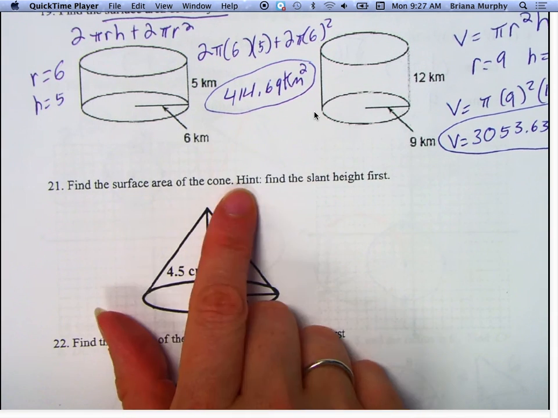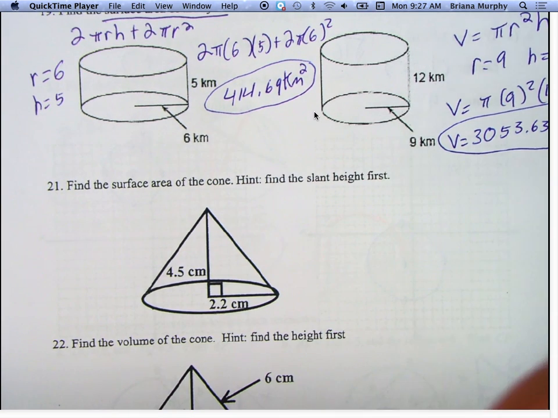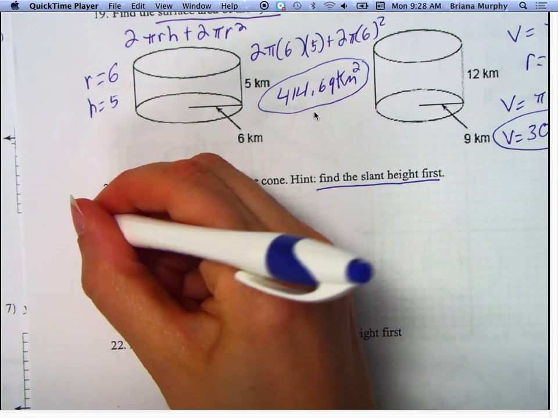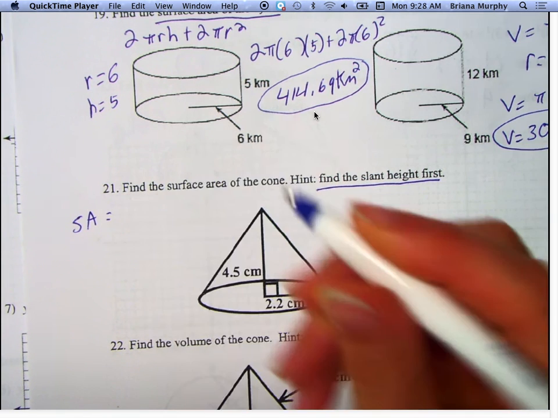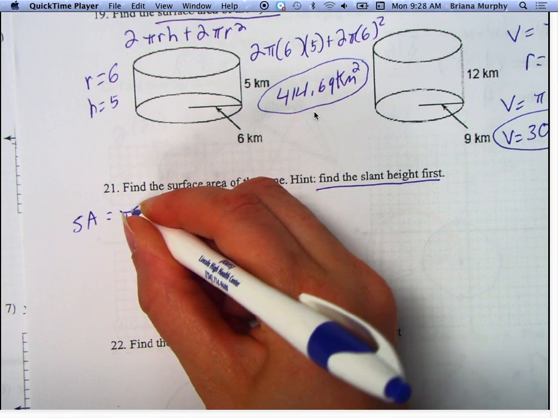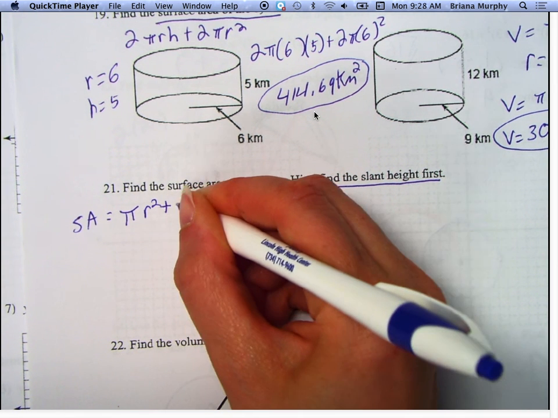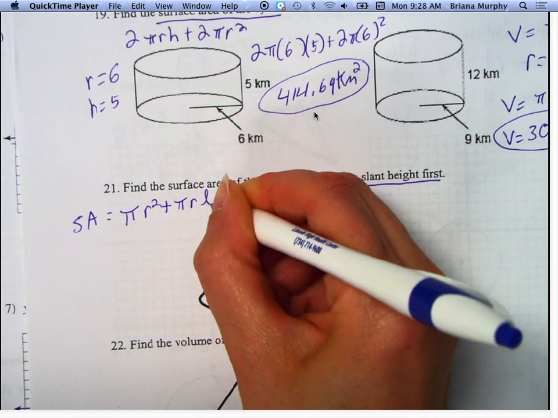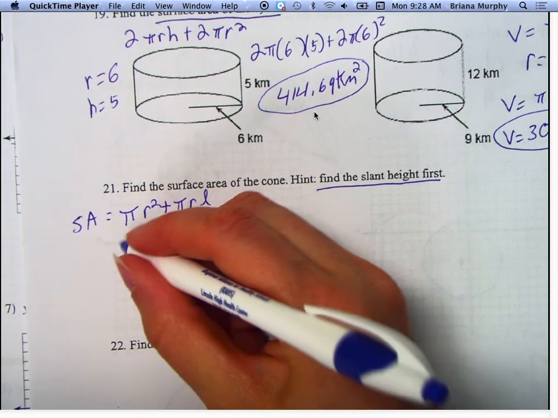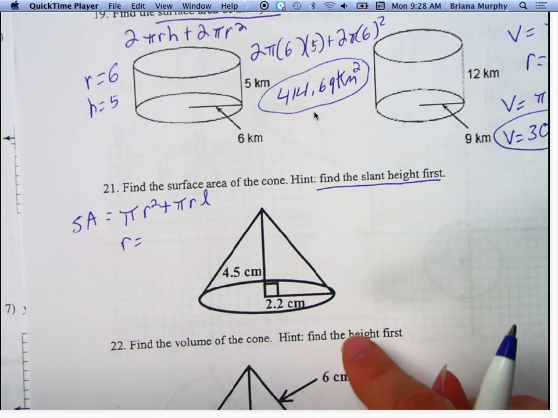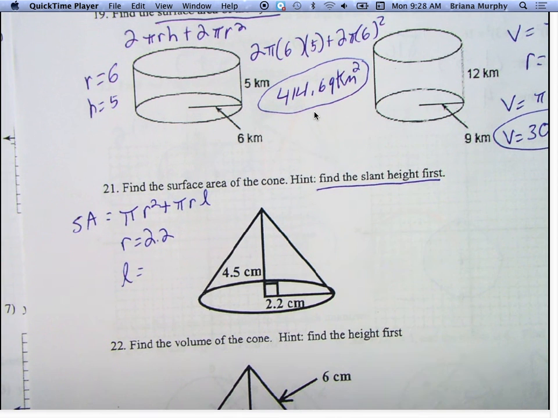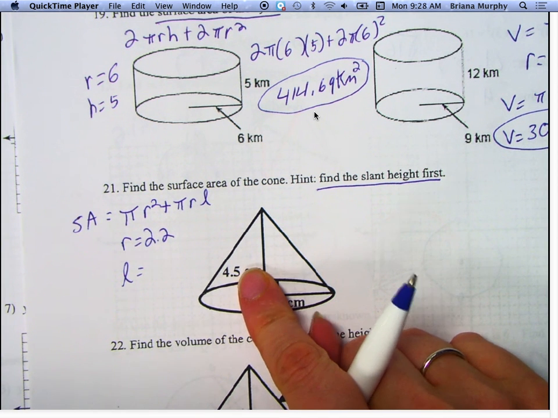Find the what of a cone? What does this hint say? Okay, before we look for that, what is the surface area equation for a cone? Pi r squared plus pi r, and then that slant height, that's what that little cursive L means. Okay, so what's the radius for this cone? 2.2. What's the slant height? It's not 4.5, right? It's something else.